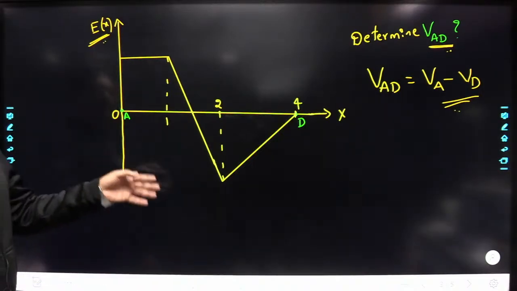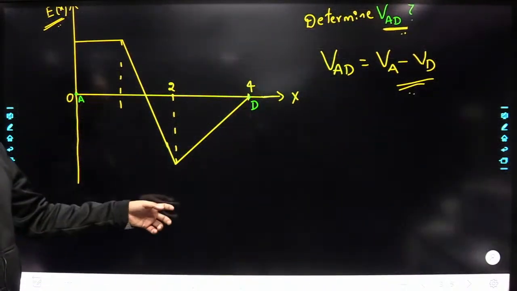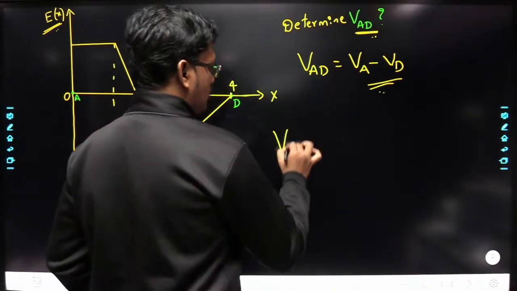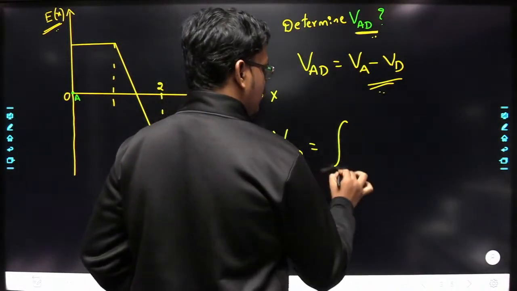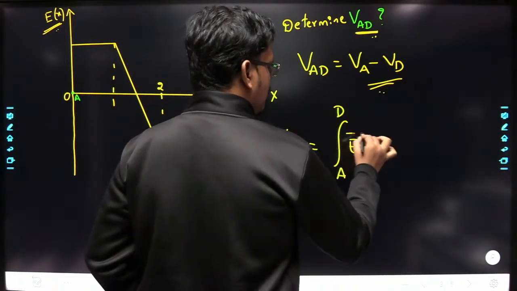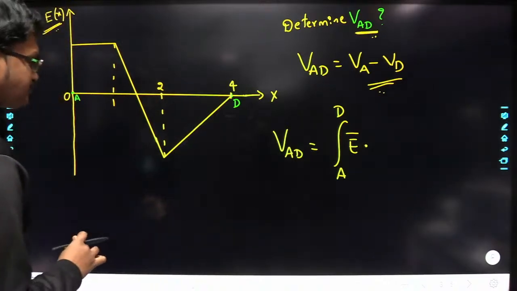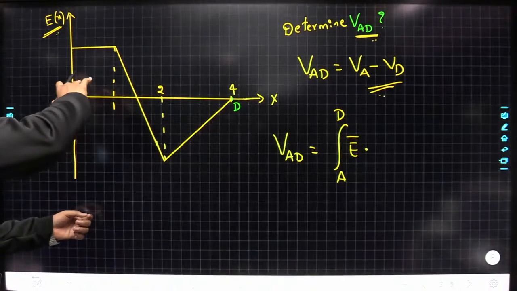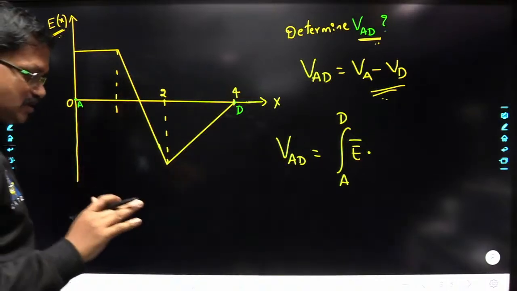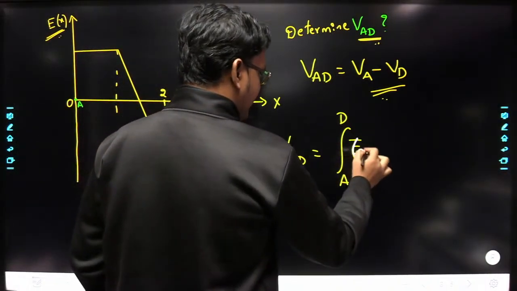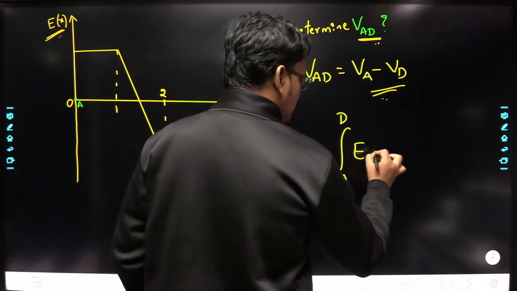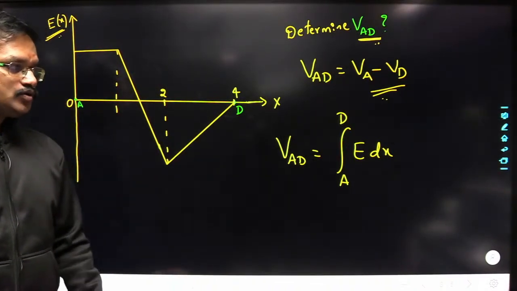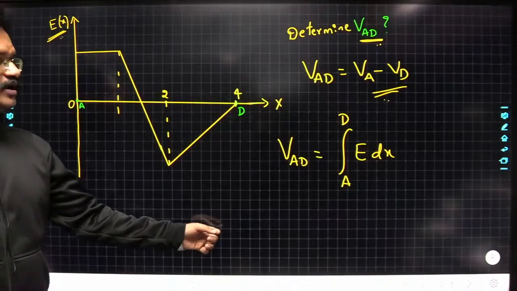Now, whenever they have given the electric field function and they are asking to determine the potential, what do you have to do here? We know that VAD is equal to the integral from A to D of E bar dot dl. Now the electric field is varying along X, so it is a function of only one variable. So I can directly write simply E into dx. So VAD is equal to the integral from A to D of E into dx.